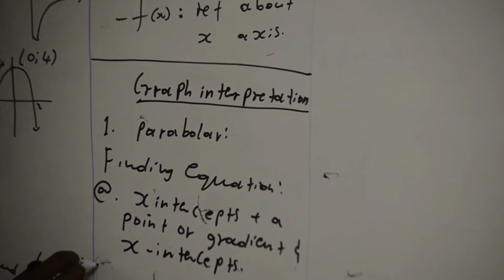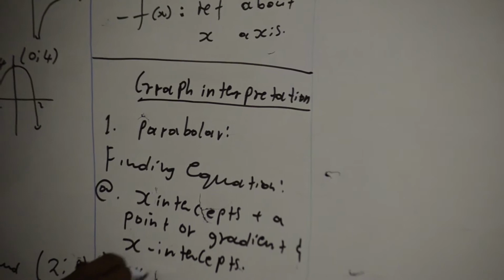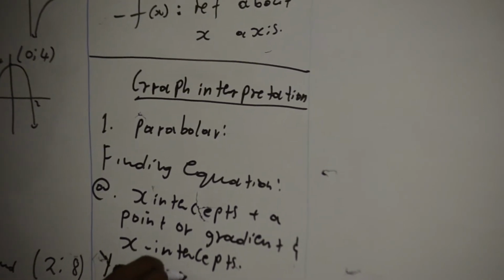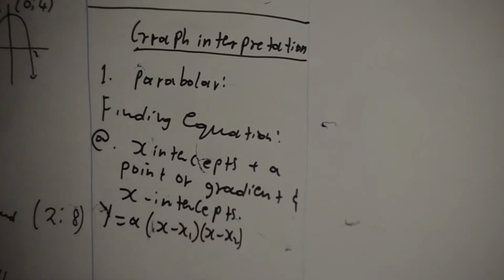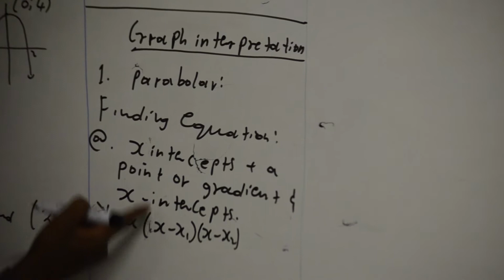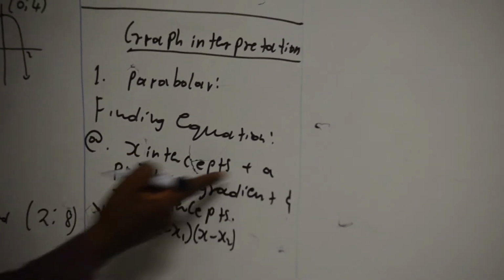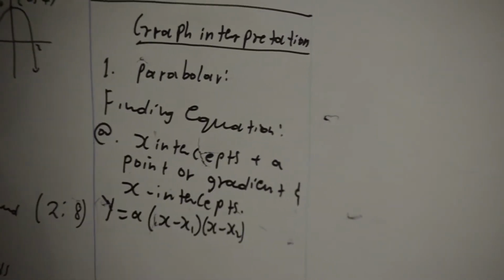Number 2, if you need x-intercepts, use this equation: y = a(x minus x1)(x minus x2). So you apply shortly, see board. That is the case. So if we need x-intercepts and a point, you have to use this equation where x1 or x2 is the x-intercepts zakho.